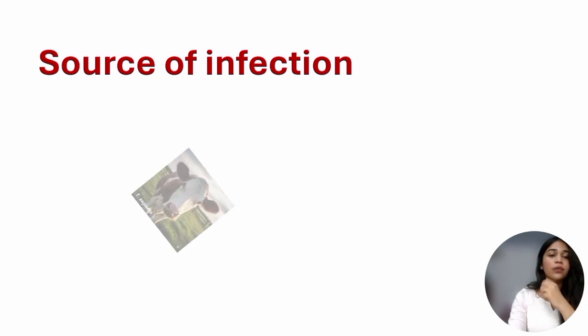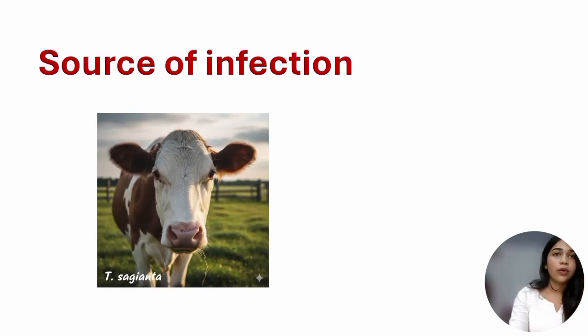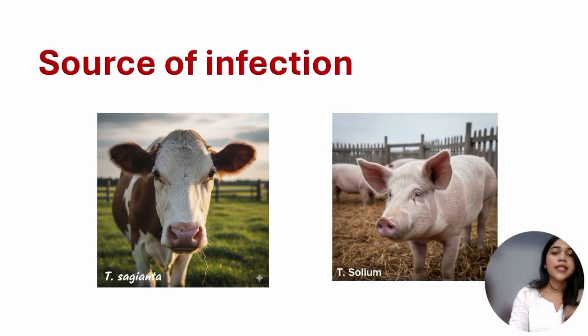And next is the source of infection, from where and how we get the infection. From cows or other cattle, Taenia saginata infection occurs. If we eat raw or uncooked beef, we will get Taenia saginata infection. And if you eat uncooked or raw pork, we will get Taenia solium infection.